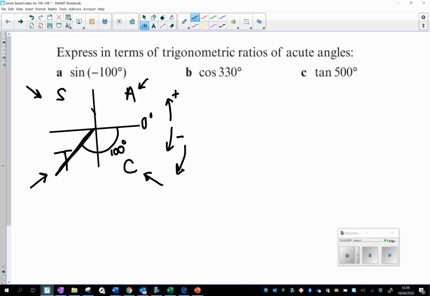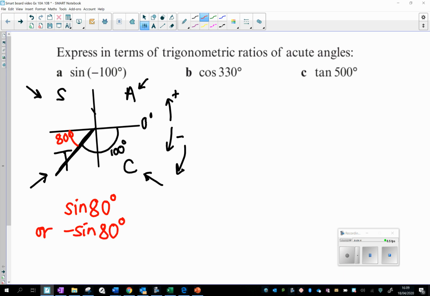Right, the next thing you need to do is always, every single time, find the angle that is made with the x-axis. Okay, now in this case, if this is 100, then this angle here must be 80 degrees. So that means that the sine of minus 100 degrees is either, so the answer is either going to be sine 80, and notice that 80 is an acute angle, or it might be minus sine 80 degrees. So it could be positive and it could be negative.